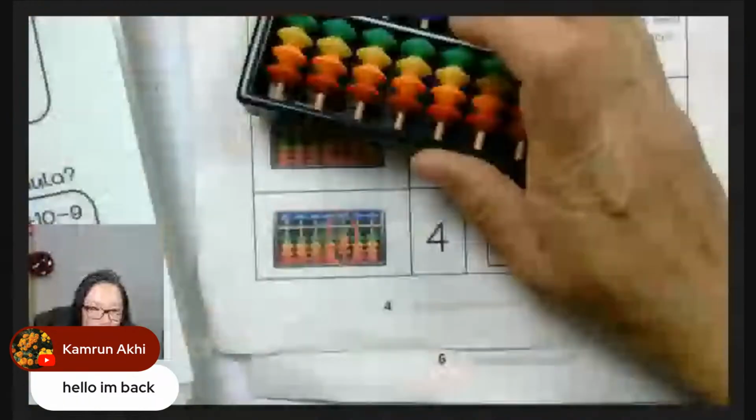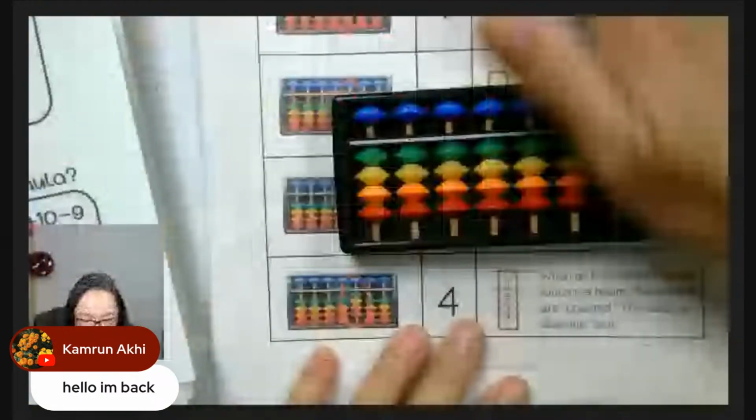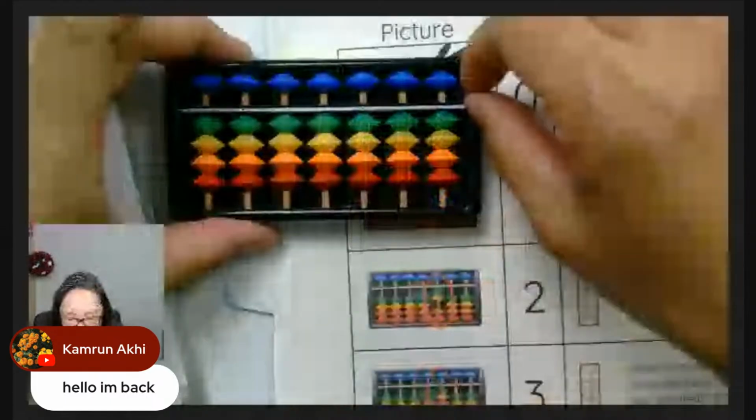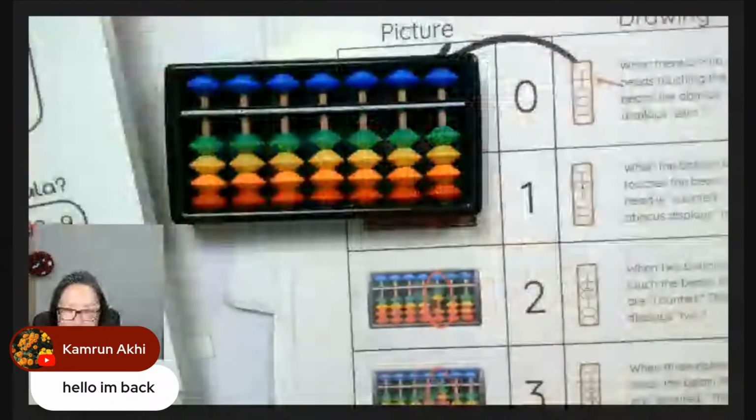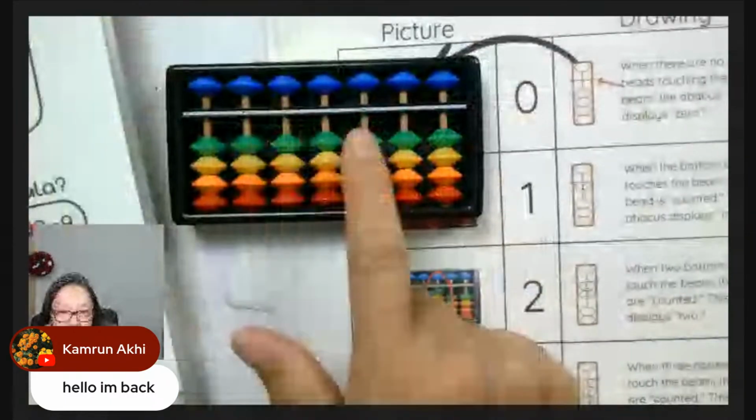So, let's do it. Let's do some review. We're going to review what a 0 is. This is what a 0 is. A 0 means that none of the beads are touching the horizontal bar.